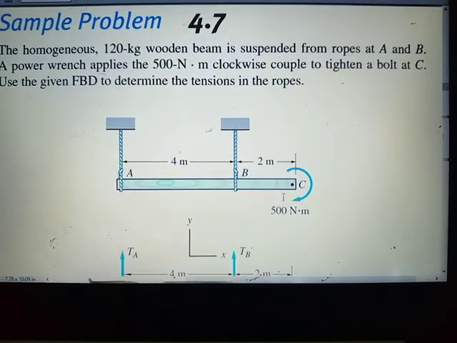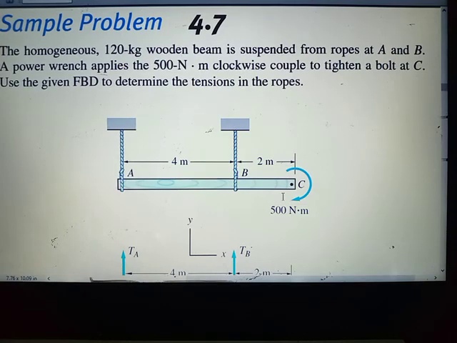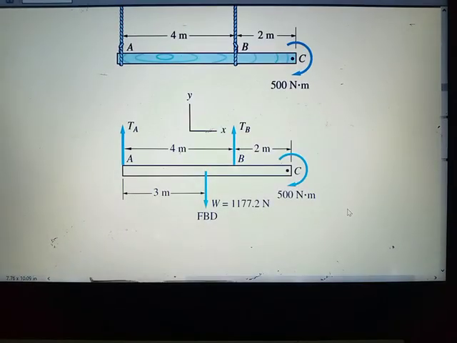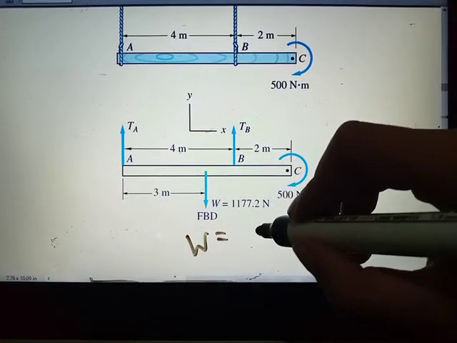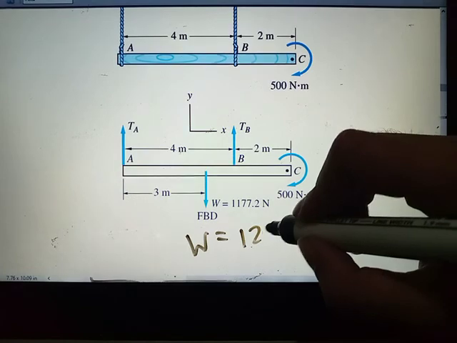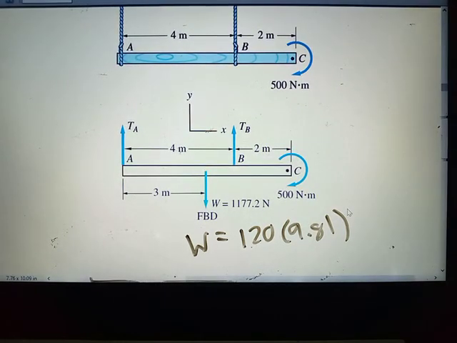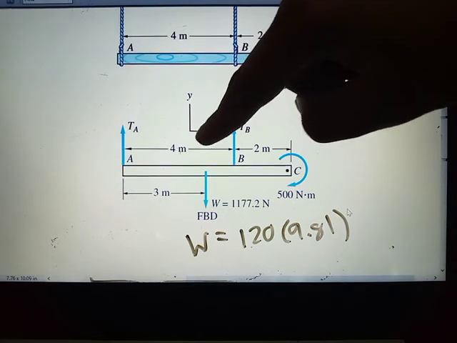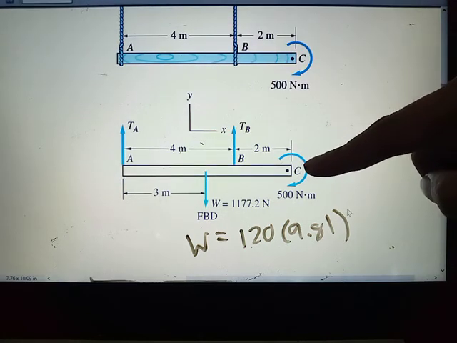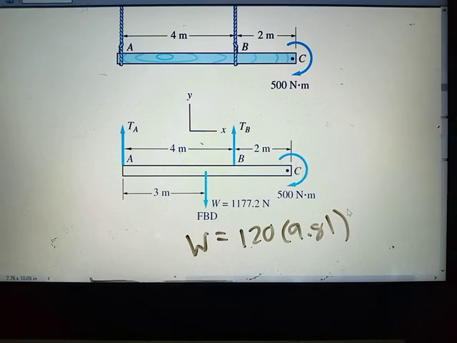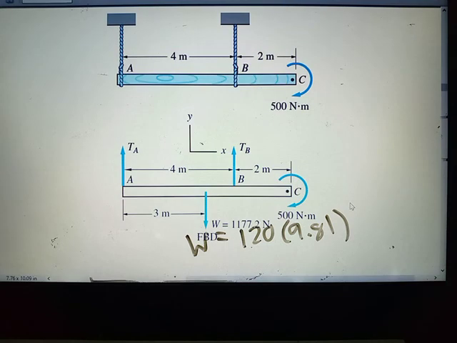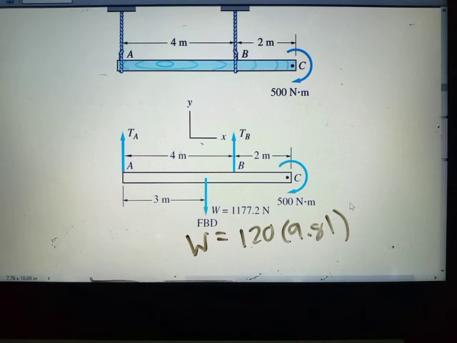And then, don't forget that there is weight. So we have the weight, which is equivalent to W = 120 times 9.81, so that's 1,177.2. Okay? And our X and Y axes are here, because the system is perfectly horizontal, so there's no need to rotate the axes. So that's how we do it.